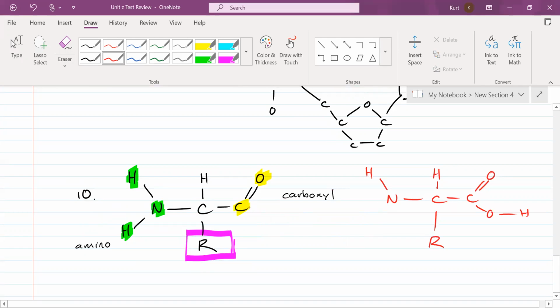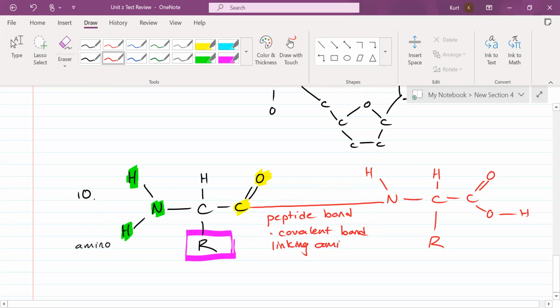Carbon and nitrogen can now bond together. What type of bond is this? This is known as a peptide bond. A peptide bond is simply a covalent bond linking amino acids. Now, if you remove water, you form the bond. How do you break the bond? You reintroduce the OH and the H.